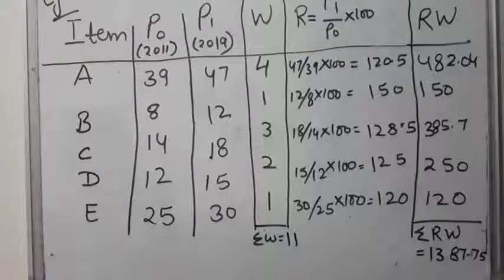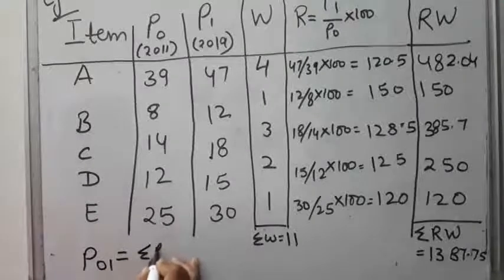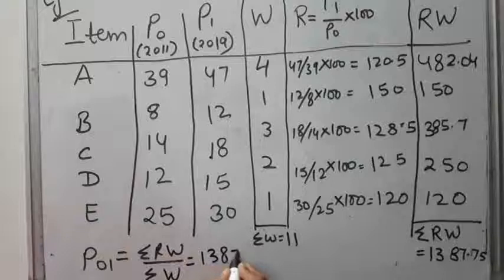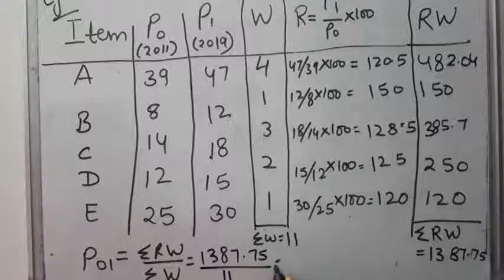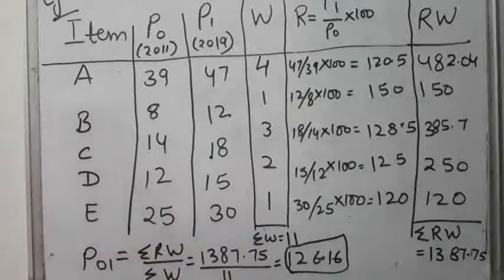Index number P01 equals summation of RW divided by summation of W, weight. Here our values are 1387.75 divided by 11. When we divide it, we will get 126.16. So this is the way, or we can say method, of constructing the index number by using the weighted average of price relative method.